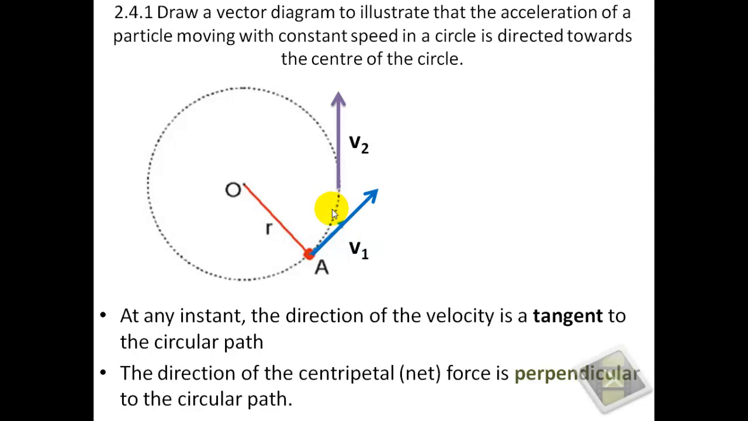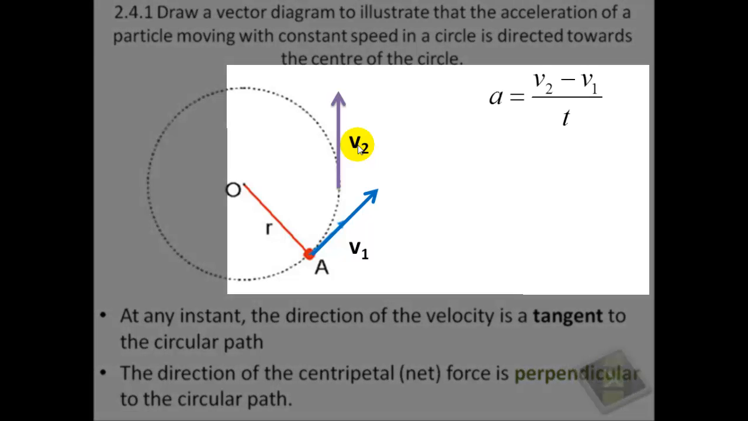The way we look at this is that we can take 2 points around the circle. At point A, it is travelling at velocity v1. At point B, which is not labelled, it is travelling at v2. The speed is the same, but the velocity is different because it has a different direction. Velocity is a vector. So, we look at the definition of acceleration. What is acceleration? It's the rate of change of velocity. In other words, final velocity minus initial velocity divided by time.